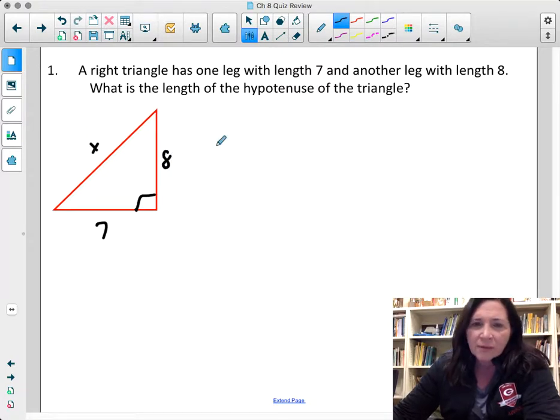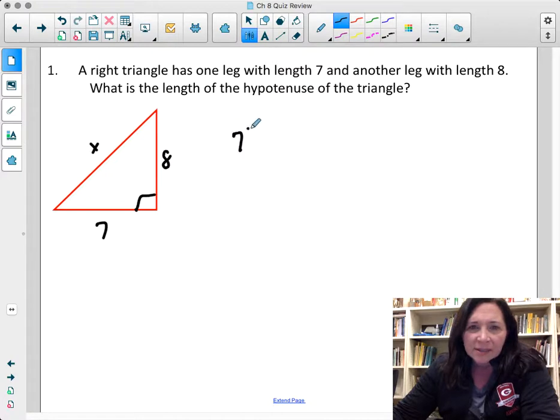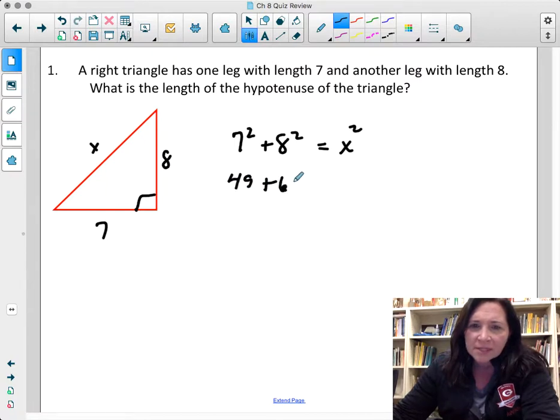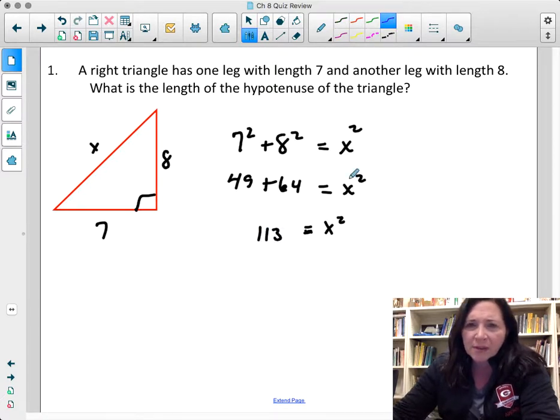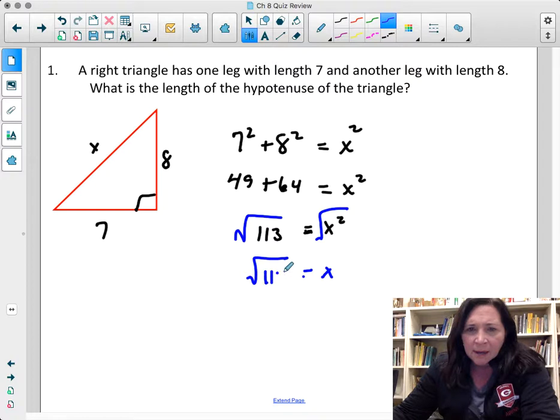So you're going to use the Pythagorean theorem, which says leg squared plus leg squared equals the hypotenuse squared. So we're going to say 7 squared plus 8 squared is equal to x squared. So we have 49 plus 64 is equal to x squared. We have x squared is equal to 49 plus 64, which is 113. We're going to square root both sides. And in square rooting both sides, we're going to get x is equal to the square root of 113.